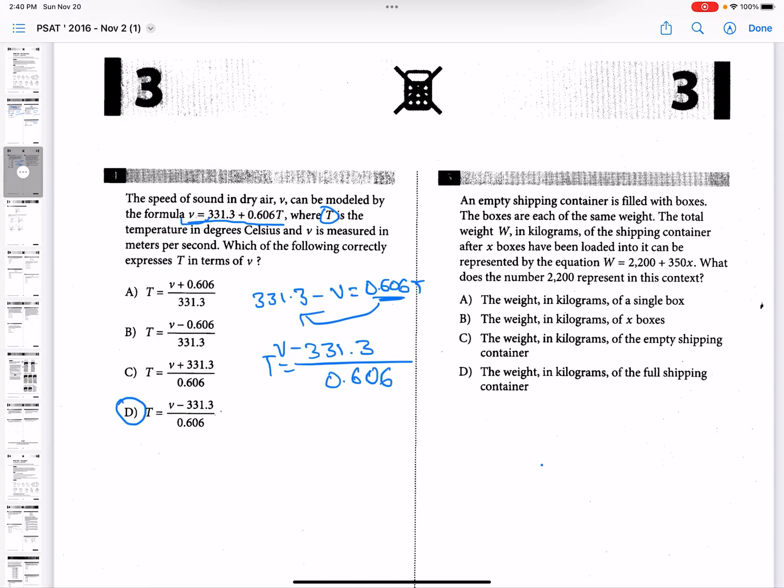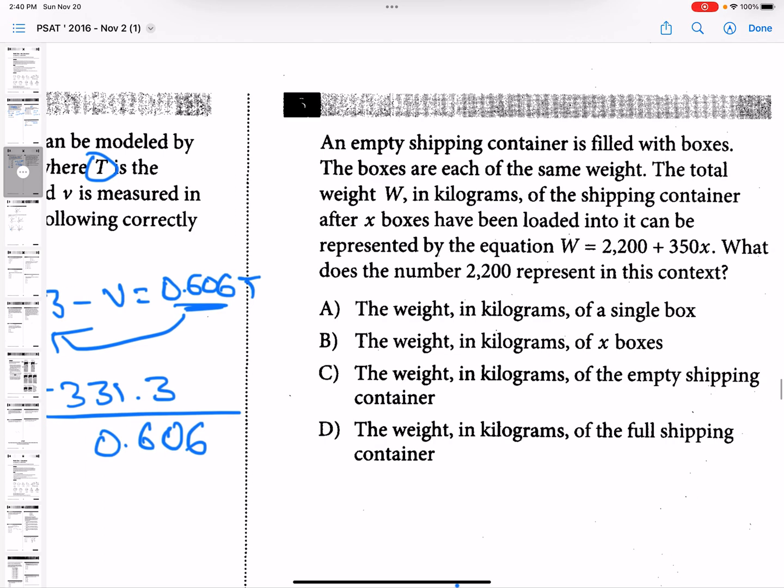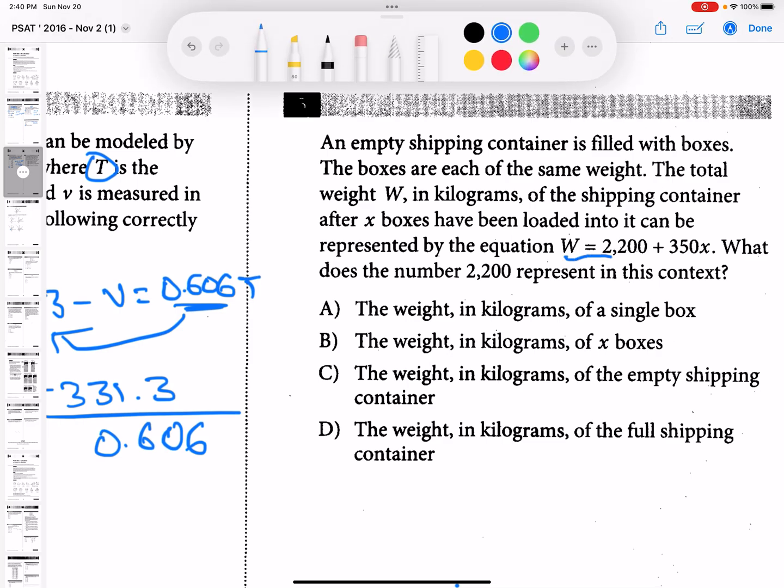Number 5, an empty shipping container is filled with boxes. The boxes are each of the same weight. The total weight W in kilograms of the shipping container after X boxes have been loaded into it can be represented by the equation W is equal to 2,200 plus 350X. So we're trying to find out that in this equation, what 2,200 means.